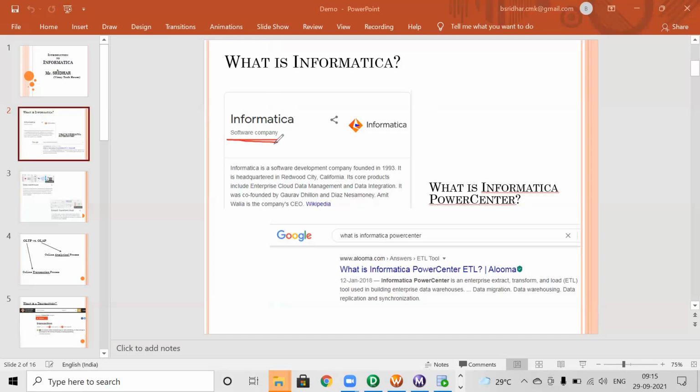So we are not going to learn anything about the company. We are going to learn about a tool called PowerCenter that is developed by Informatica Corporation. Though the tool name is PowerCenter, it was called Informatica simply.